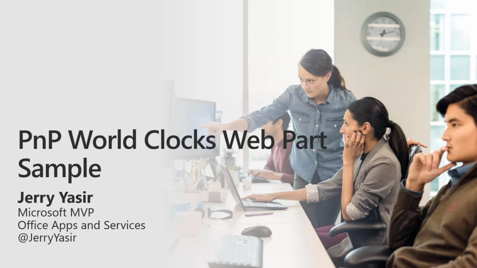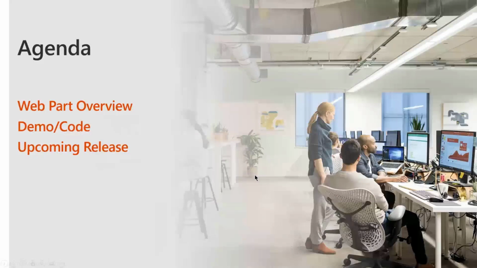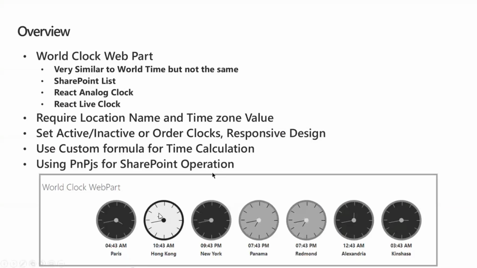So I took a look at some of the samples and decided to build something I was working on. This is the PnP world clock web part. The idea came from the SharePoint Online world time web part, but the idea was to develop it and make it reusable so that we don't have to add it to every page and start writing the location of the company. In the next 15 minutes or so, we'll look at the overview of the web part and then the demo and the code. It will be quick.